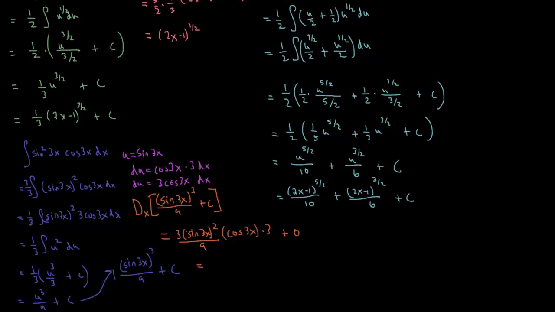So let's see, 3 times 3 is 9, 9 divided by 9 is 1, so we're left with sine 3x squared times cosine 3x, which is our original function. Sine squared 3x times cosine 3x, and if we do the differential, of course, that is dx. Cool, so again, the chain rule can be used to always check yourself.